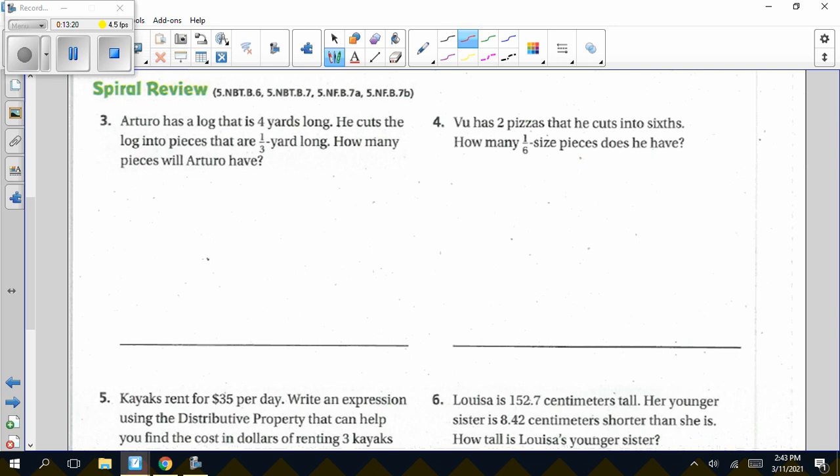Question number 3, Arturo has a log that is 4 yards long. He's cutting that, meaning he's dividing it, into 1/3 pieces. So think about how that's going to be written. 4 yards is being divided by 1/3. And then question number 4 is kind of the same setup. Boo has 2 pizzas that he cuts into 6. So 2 pizzas cut into 6. How many 1/6 pieces does he have?